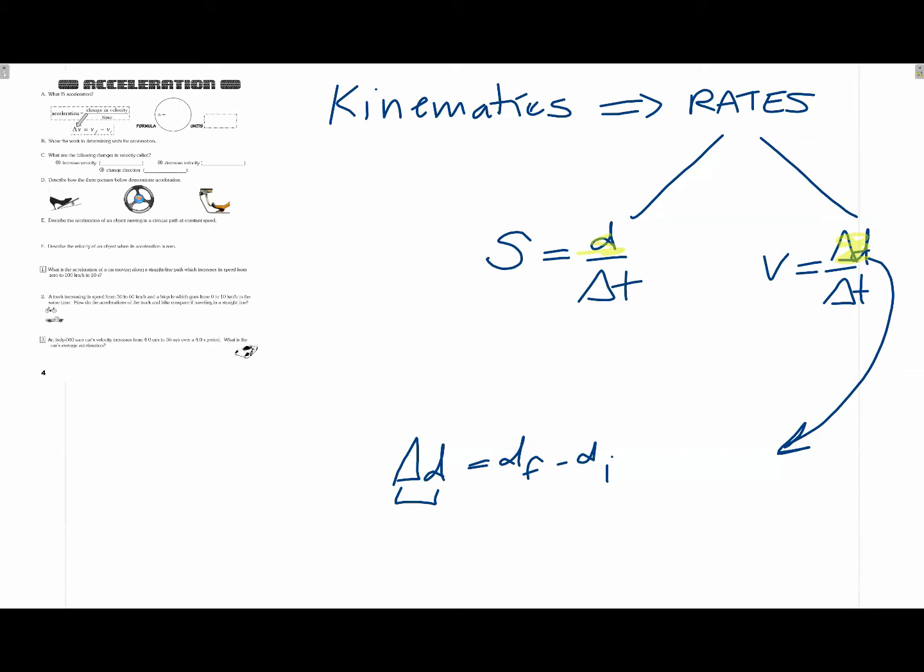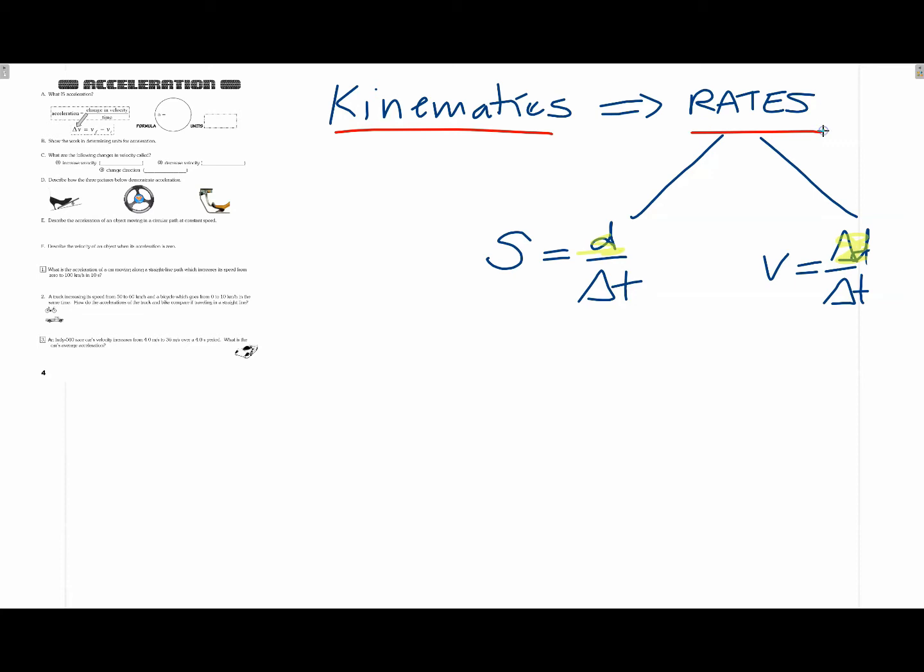And anything that has this delta symbol simply means final minus initial. So it might look familiar to you. Change in pi is pi final minus pi initial. We're going to continue our investigation in kinematics and rates by looking at acceleration. Question here, what is acceleration?